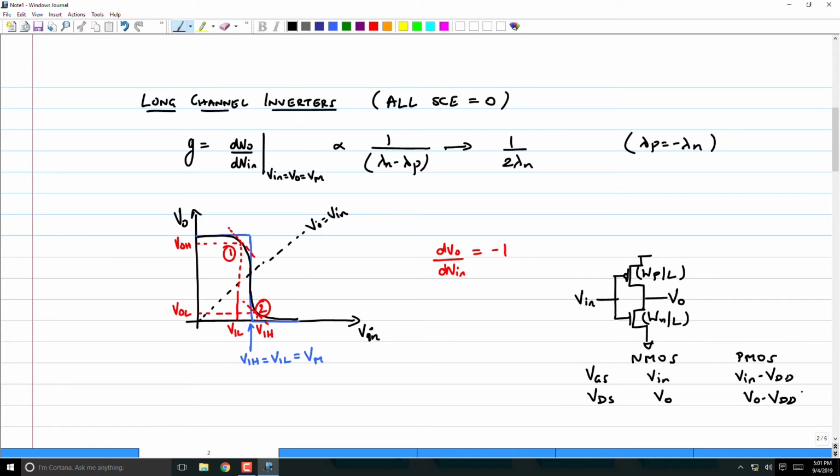So, in which region of operation is it? VDS is greater than VGS minus VT, and therefore NMOS has to be in saturation. Okay. So, in region 1, NMOS is in saturation, PMOS is in linear. Right. In region 2, NMOS is in linear, PMOS is in saturation. So, we will now use these expressions in order to solve for the points VIL and VIH.